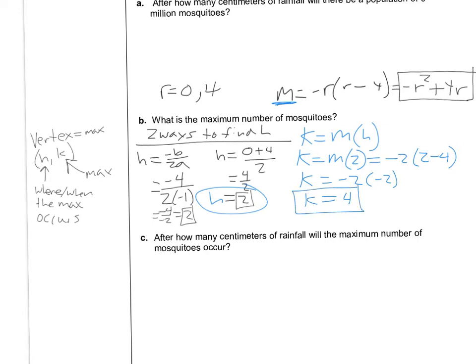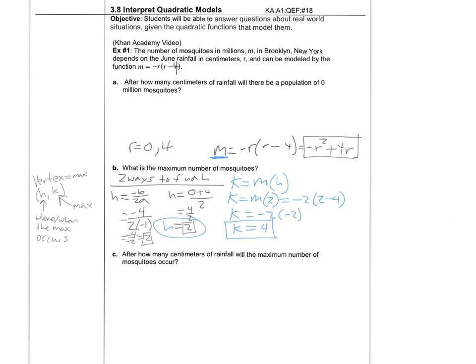So that, remember, the K value is your max, or it could be a min if this question was asking about a min, but it's not. So the K value is your max, and the H is where that occurs. So when they say, what is the maximum number of mosquitoes? Well, it's 4, but remember in the original equation that the M here represents mosquitoes in millions, so it's actually 4 million. So we could say the max is 4 million mosquitoes.